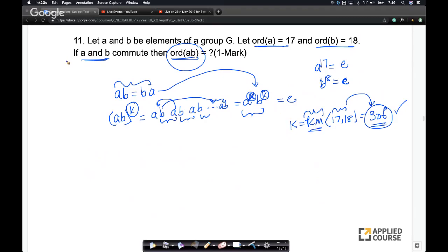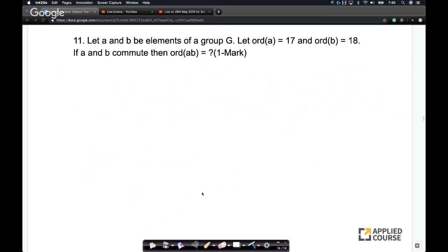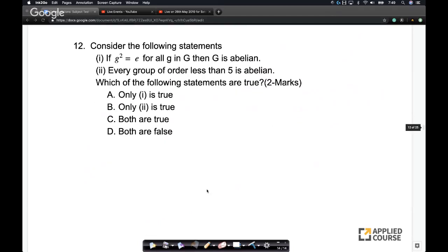So the answer here is 306, because the order of AB is nothing but the k such that (AB)^k equals E, and we discovered that k should be equal to the LCM. So the answer here is 306, which is the LCM of 17 and 18. Very simple point. So now let's go to the 12th question.